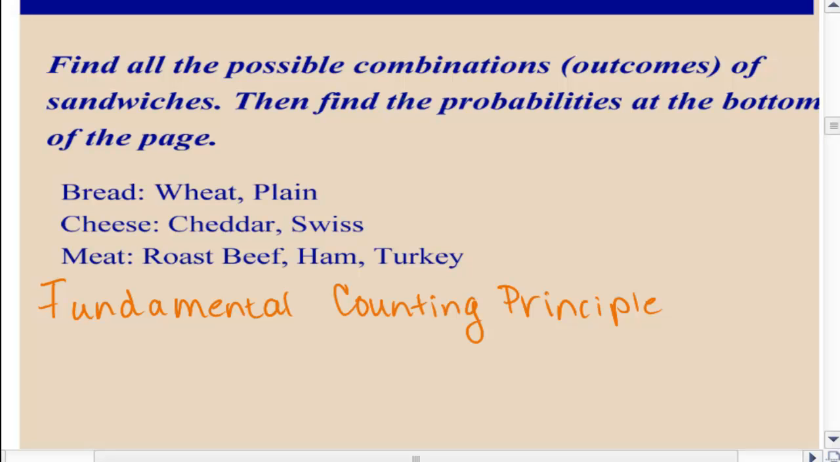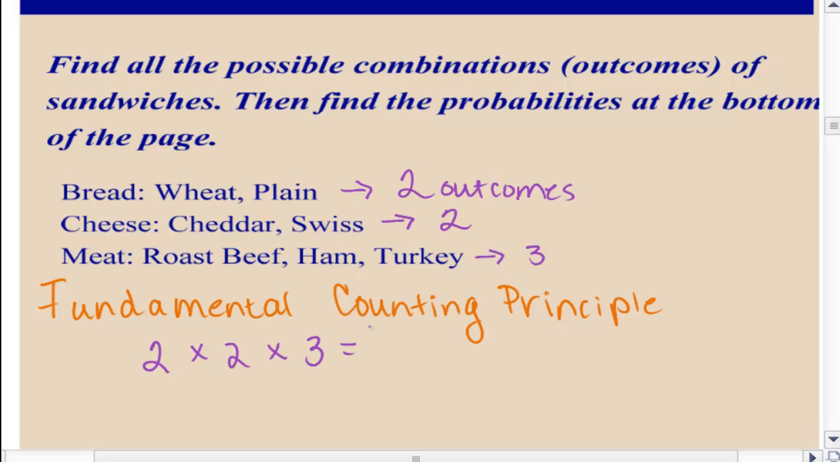So how many outcomes do we have possible for bread? We have 2 outcomes. How about for cheese? How many options? 2, so that's 2 outcomes. And how about meat? 3. Okay, so the fundamental counting principle would tell you you can multiply 2 times 2 times 3 to get the total number of outcomes. So what's the total number of outcomes? 12 total outcomes.